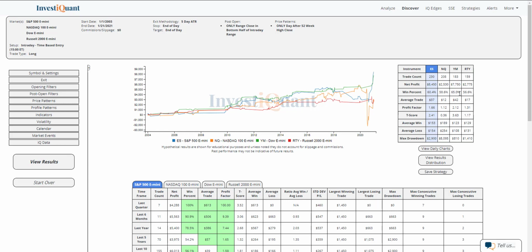The Dow is the strongest of the group. 65% of those 183 samples have closed above the 3 p.m. price. And then the Russell coming in at 57% of those have closed above the 3 p.m. price.